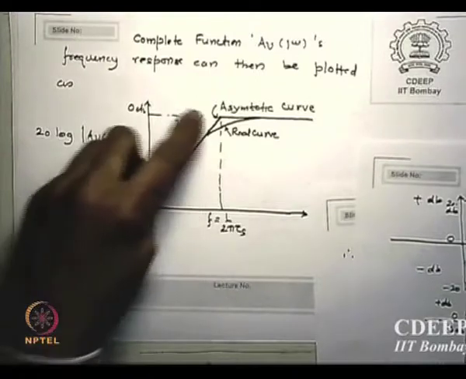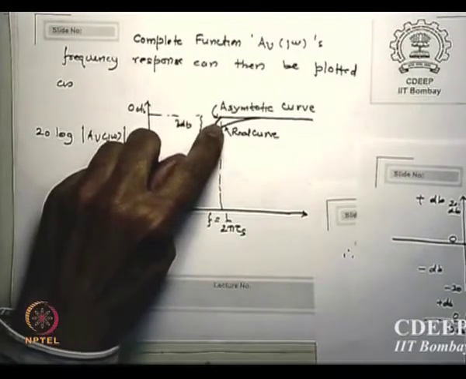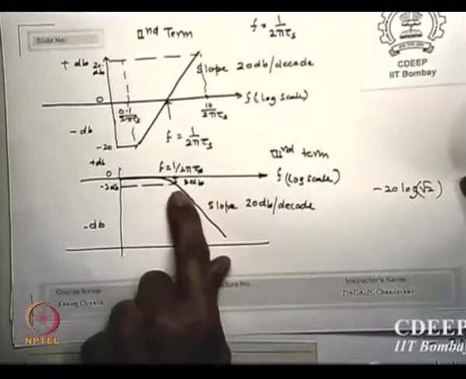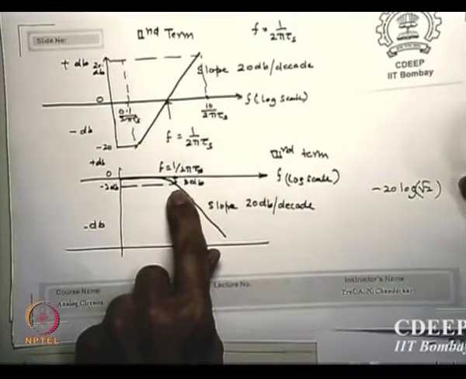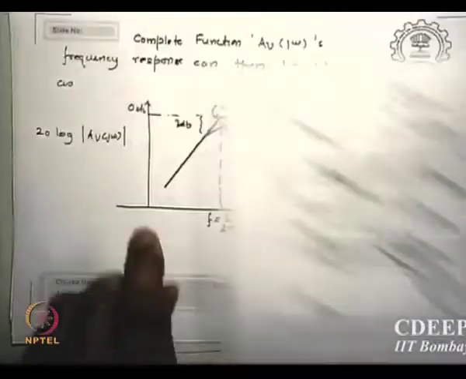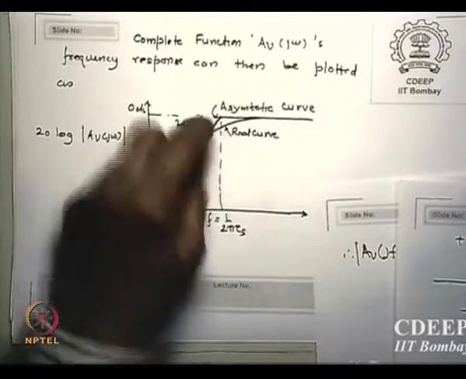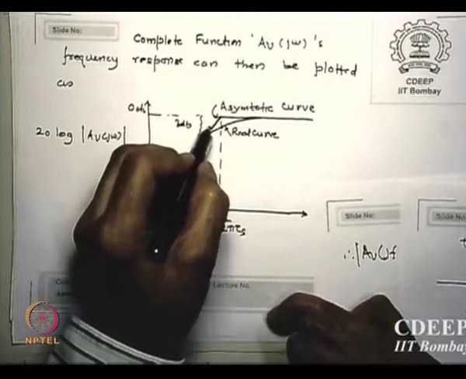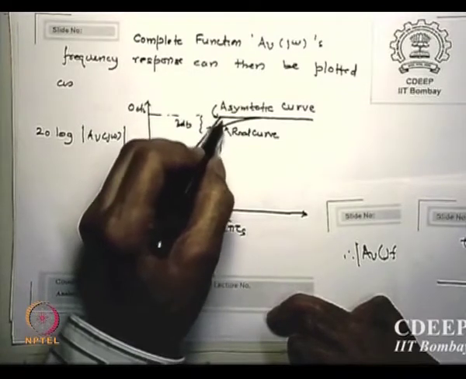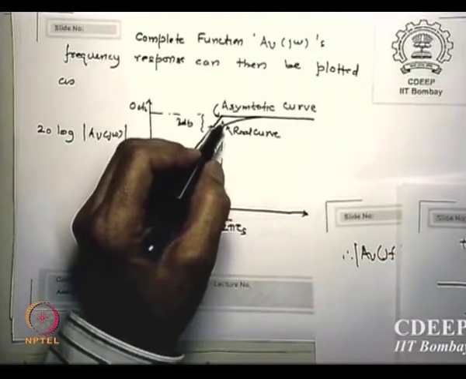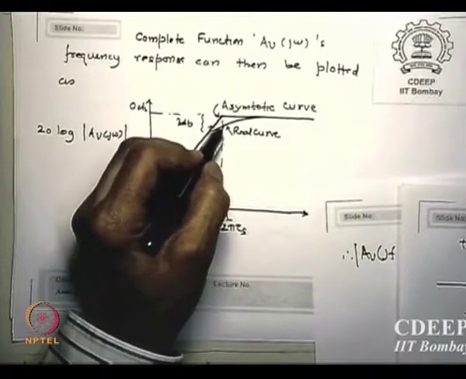1 by 2 pi tau s. But actually that value is not 0, but this value from the third one is how much? 3 dB down. At this point it is not 0, it is minus 3 dB. So it is somewhere around minus 3 dB. Is that point clear? Up to this frequency, at this frequency how much is the actual gain? Minus 3 dB. One is 0, the other is minus 3 dB. So this is minus 3 dB.